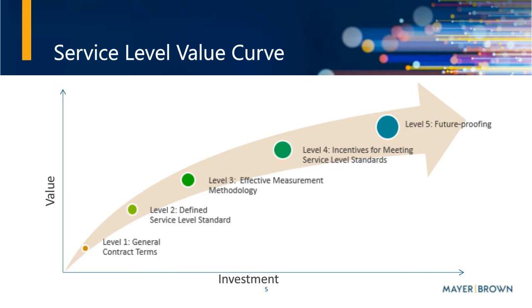Finally, at level 5, the customer seeks to prepare for the future, to future-proof, with steadily rising service levels and rights to adjust the service levels as its opportunities, its needs, and its priorities change. So with that, as an introduction, Chi, please start us off by telling us about the general contract terms at level 1.